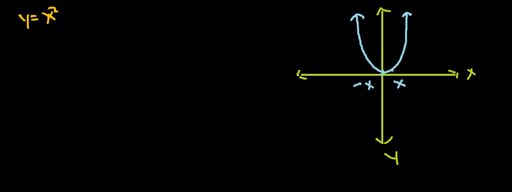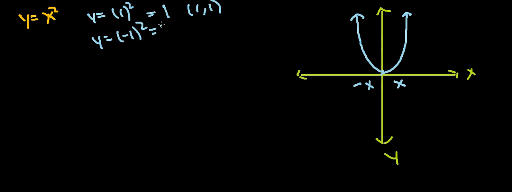But the thing is that both of these x's, so if I put in 1, it's giving me 1. So let's say y is equal to 1 squared, which is equal to 1. So I got 1, 1. And if I put in minus 1, minus 1 squared is equal to 1, so I get minus 1, 1. And we can do the same thing for 2.